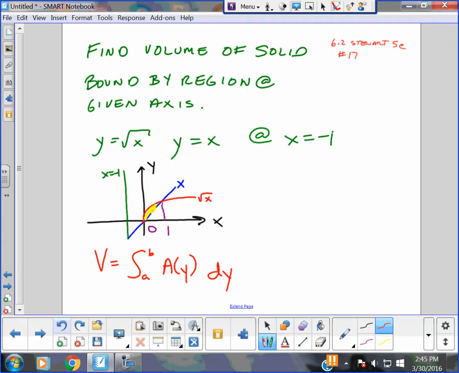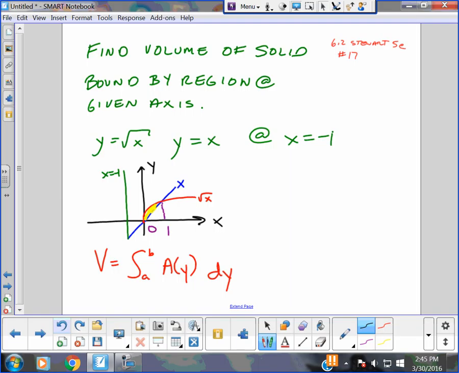So our slices are not perpendicular to the x. Our slices this time are right here. And we're going to rotate that little golden region about the green axis I have here at x equals negative 1. So again, the million-dollar question, what's the cross-sectional area of this? It is a washer. It is a washer.